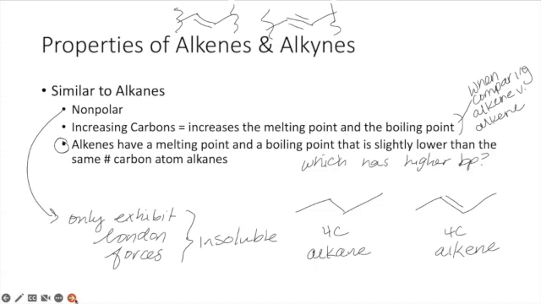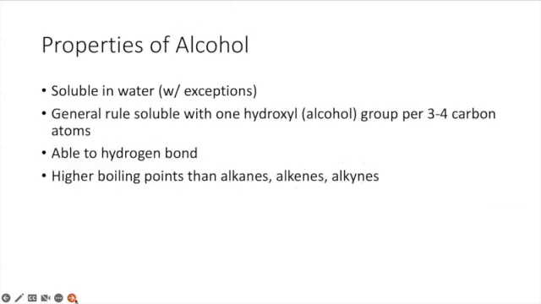And so this rule that I'm trying to display here is that alkanes have the higher BP. The double bond ends up lowering their boiling point slightly, ever so slightly. So moving on to alcohols.